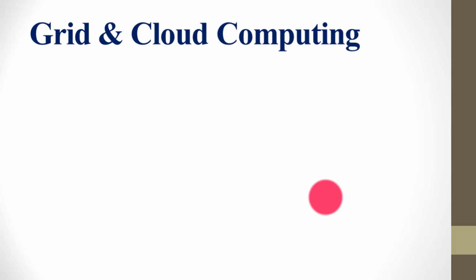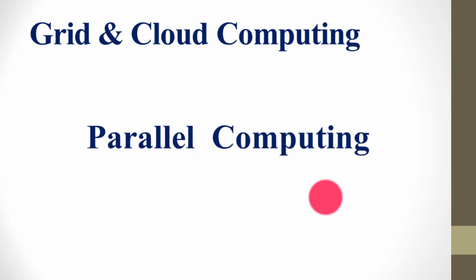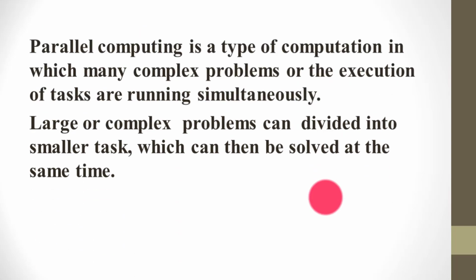Parallel computing is a type of computation in which many complex problems or the execution of tasks are running simultaneously. That means, in parallel computing, all the tasks run at the same time. That's why it is called parallel computing. A large or complex problem can be divided into smaller tasks, which can then be solved at the same time. That means at the same time the tasks or instructions are executed.